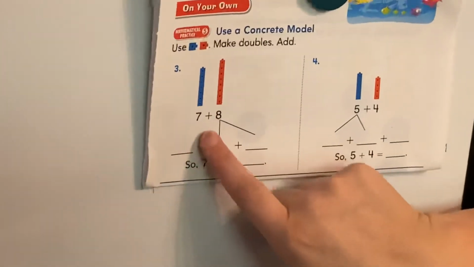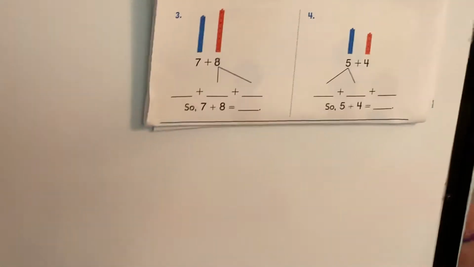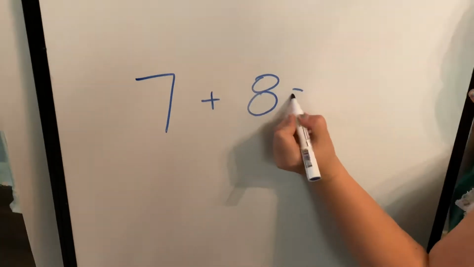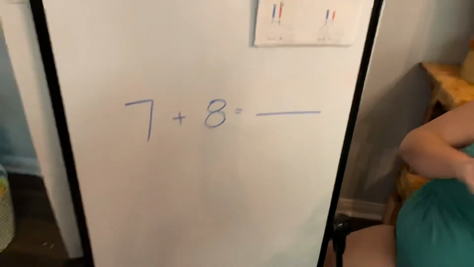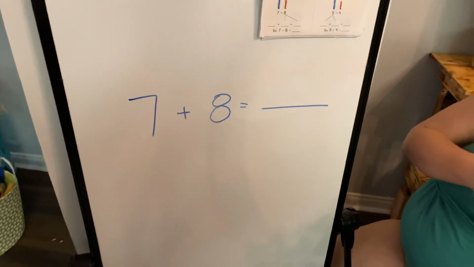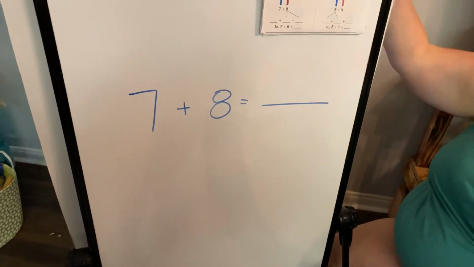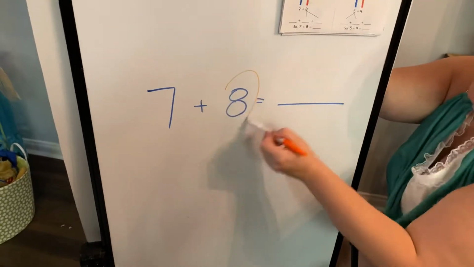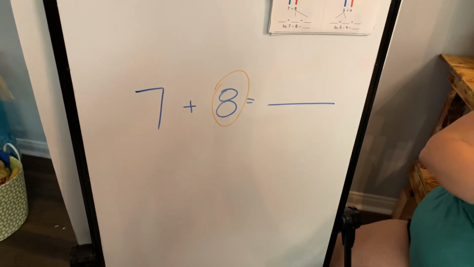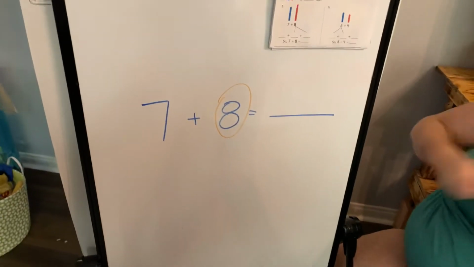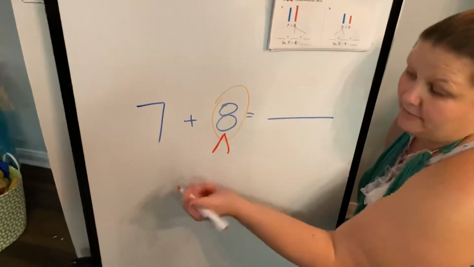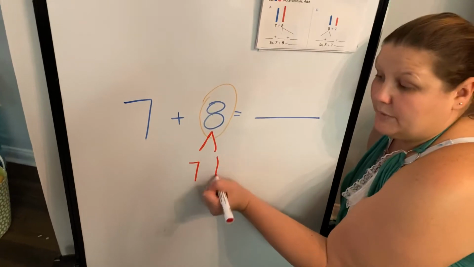Okay, looking at my equation, my first equation is 7 plus 8. So 7 plus 8 is the same as blank. Looking as always and finding my largest number, that's my first step. My largest number is my 8. I need to split my number up. I have to split it to 7 plus something else because I already have a 7. So 7 plus 1.